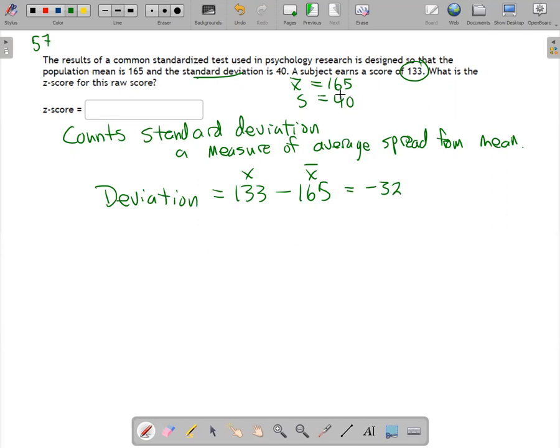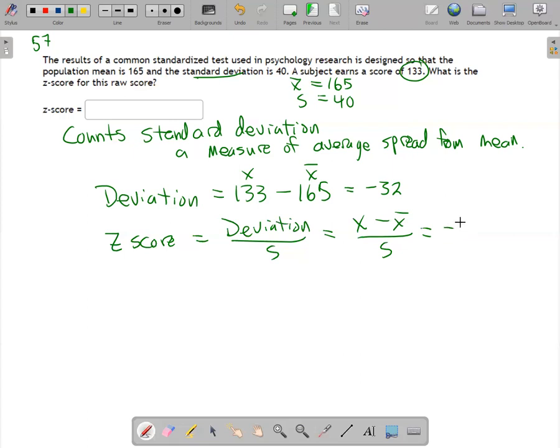Now, a standard deviation is 40. How many standard deviations is that? Well, here I can see it's less than 1. And that's what the z-score calculates. So a z-score is how many 40s are they from the mean? So to find that, we just take the score's deviation, and we divide by the standard deviation. So how do you get deviation? Well, that's a particular number minus the average, and then divide by the average spread from the mean.